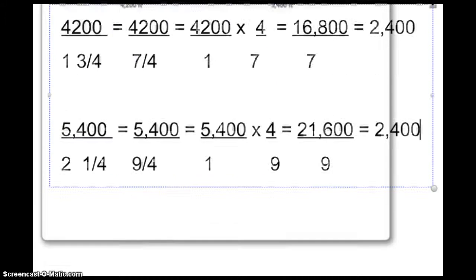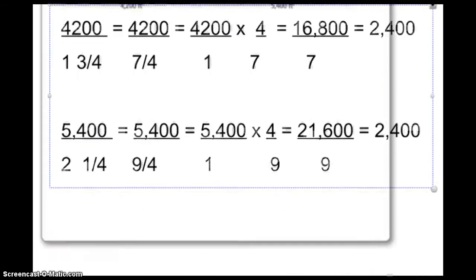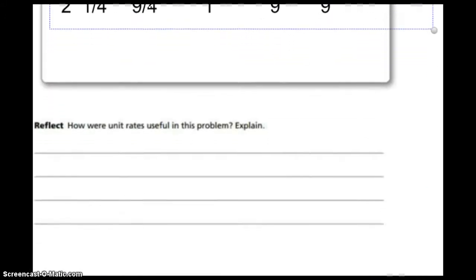So now you need to answer the reflect question. How were unit rates useful in this problem? And explain. So why was it useful to find the number of square feet per hour? How did that help us solve the problem?